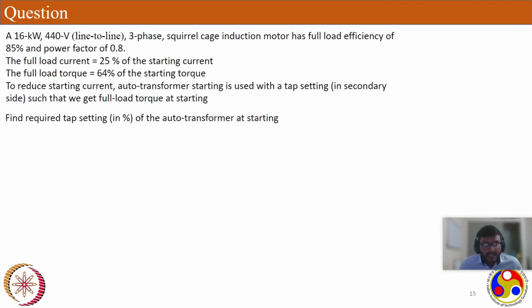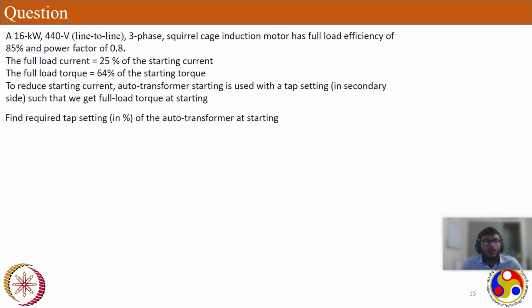For this, data is different. So let's see what this question is. A 16 kilowatt, 440 volts line to line, three-phase squirrel cage induction motor has a full load efficiency of 85% and a full load power factor of 0.8. Now it is given that my full load current is equal to 25% of the starting current. So the full load torque is 64% of the starting torque.